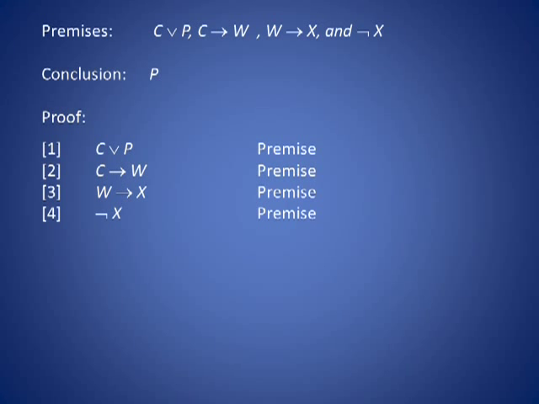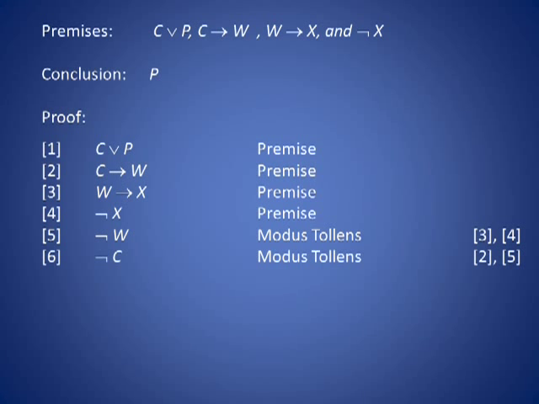Now, from lines 3 and 4, we see, using Modus Tollens, that W must be false. Then, from lines 2 and 5, again using Modus Tollens, we see C must be false. Finally, with C being false on line 6 and C or P being true on the first line, P is true using disjunctive syllogism. That was the conclusion we sought.